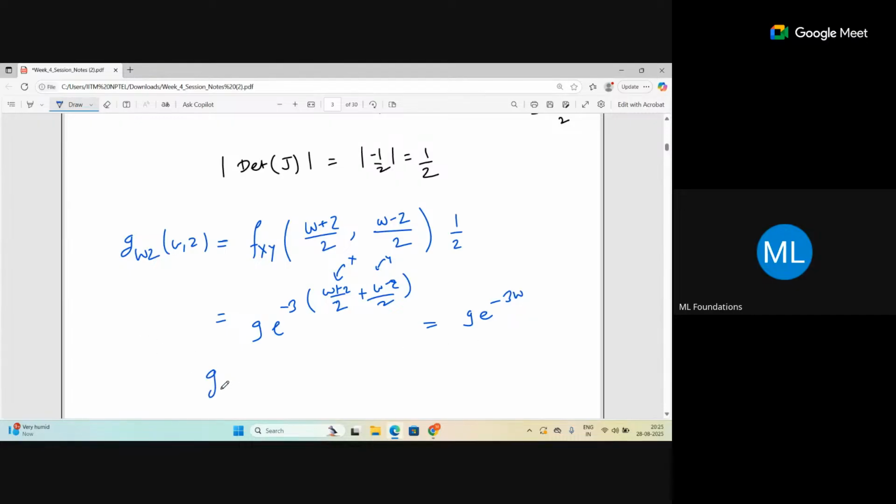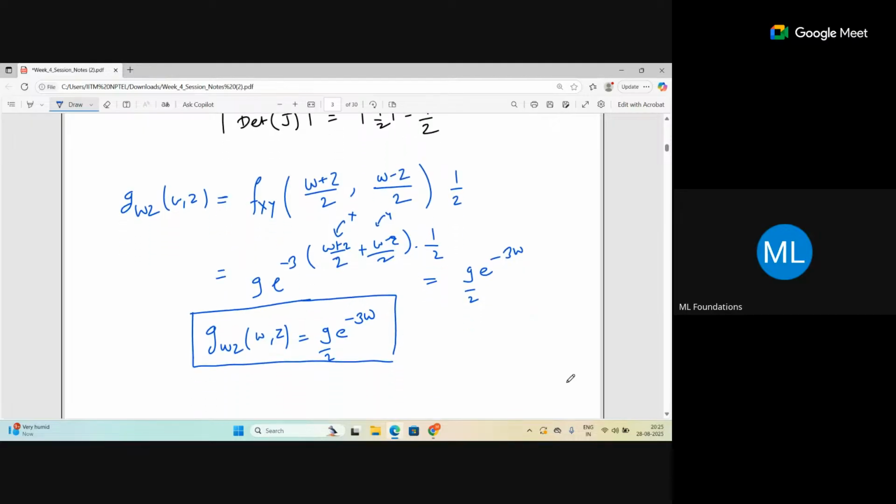So the joint density of W and Z, it is a function of what? Only W, right? It is free from Z anyway. It will be 9 by 2, right? Sorry, into half. I forgot that half here. So basically, it is 9 by 2 e to the power minus 3W. That is the joint density of this.